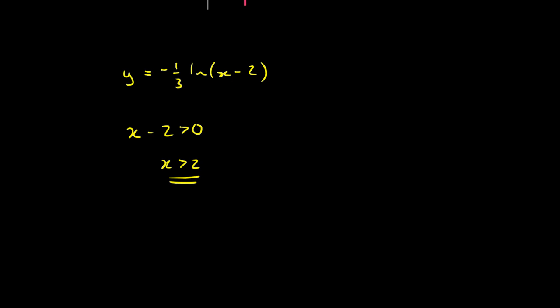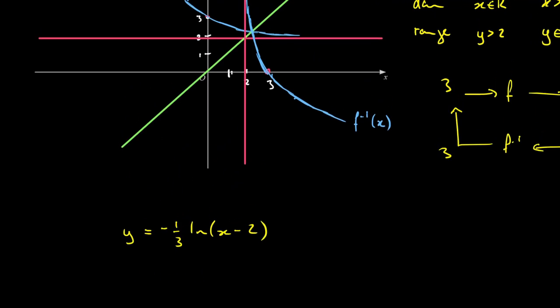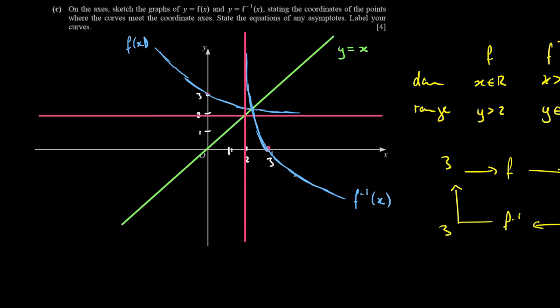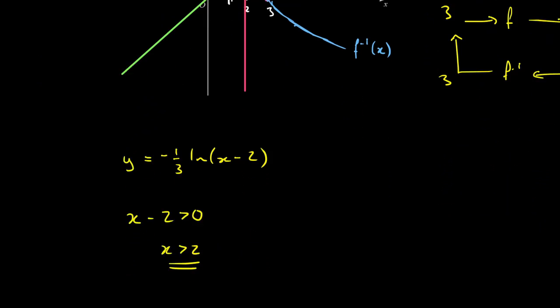And that tells you two things, right? It tells you the domain of the function. It tells you that x must be greater than 2. And it also tells you the asymptote must be 2, right? So here we've got an asymptote that is 2, and we know that all of our function must be to the right of that. It must be greater than 2.